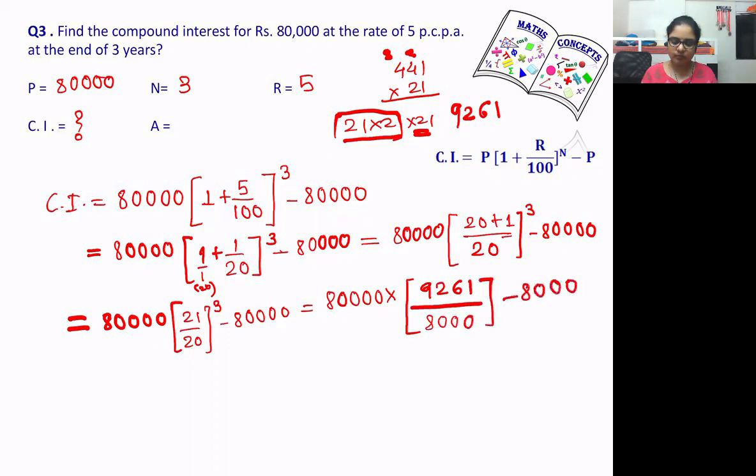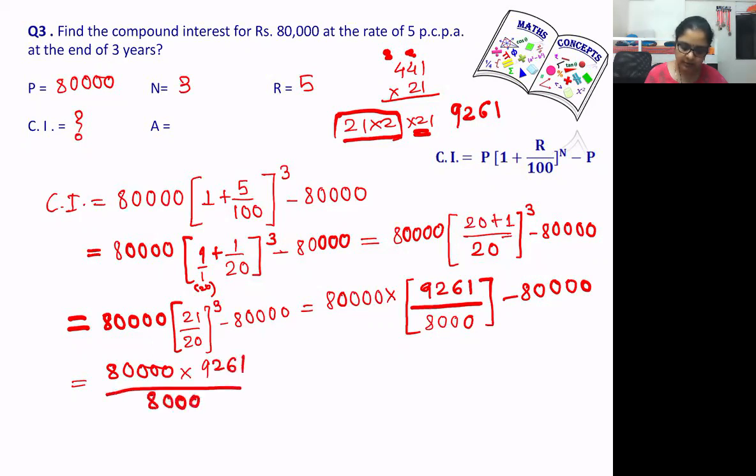Minus 8,000. So check your answer once. This gives me how much? 80,000 multiplied by, now I'm going to remove the bracket. It is 9261 upon 8,000 minus 80,000. Now can I cut these 3 zeros from here? Oh, yes. Shweta, I did 21 by 20 square instead of 21 by 20 cube. Yes, I thought so.